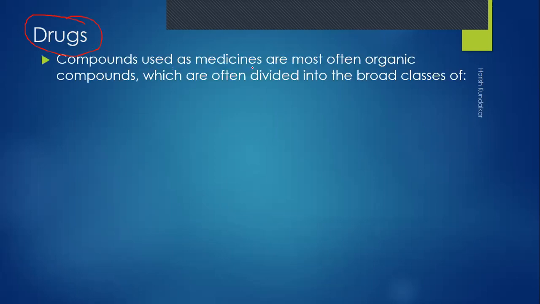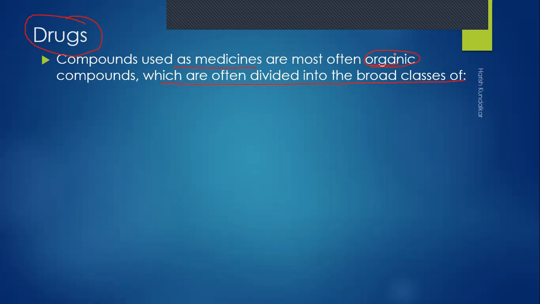For that, we need to understand what are drugs. What do we understand by the term drug? So drugs are compounds which are used as medicines. Most often they are organic, which are often divided into the broader classes. So more than 95% of the times, the drugs that we use would be organic. And less than 5% of the times we'll have inorganic compounds being used as drugs.